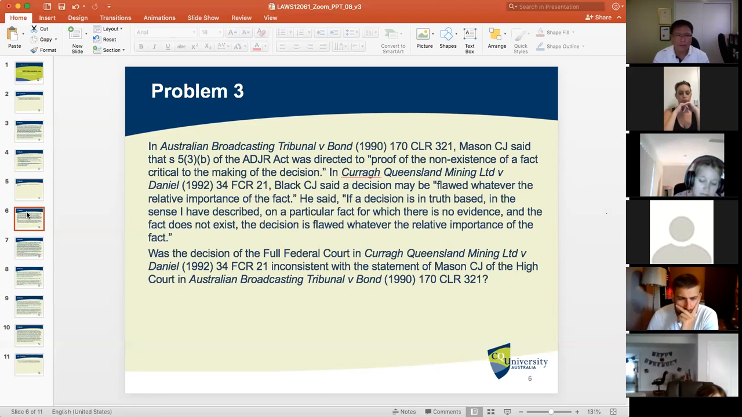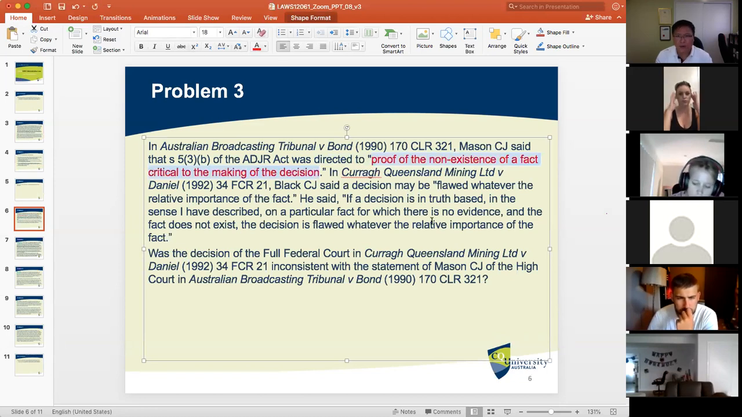I'm going to read problem 3 just to make it quick, because this is short anyway. In Australian Broadcasting Tribunal versus Bond, Chief Justice Mason said that Section 5(3)(b) of the ADJR Act was directed to proof of the non-existence of a fact critical to the making of a decision.